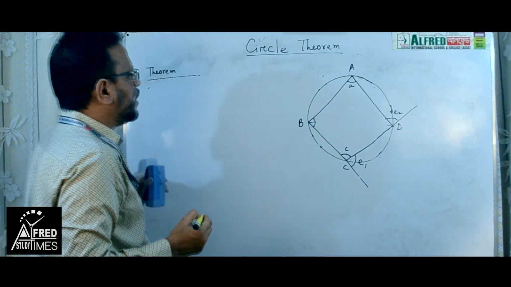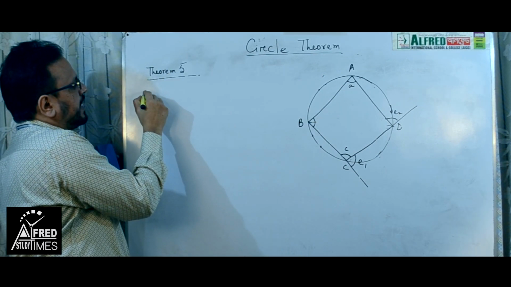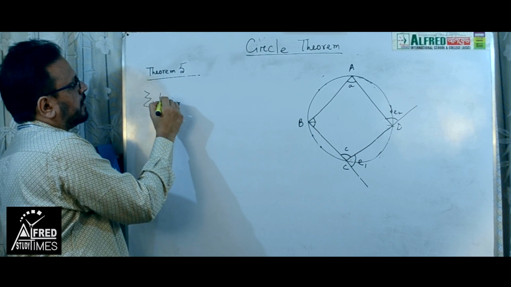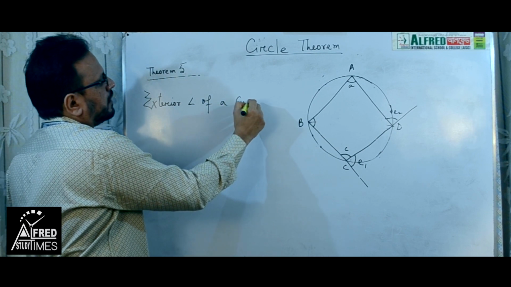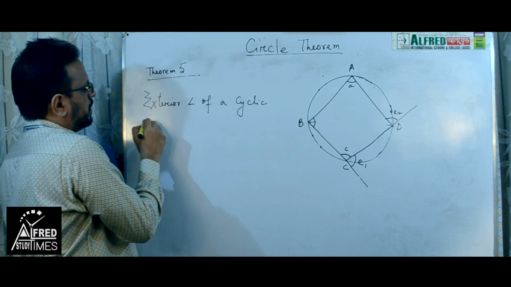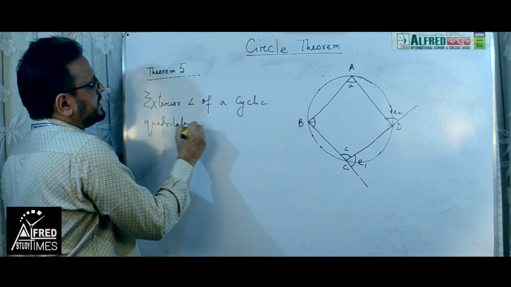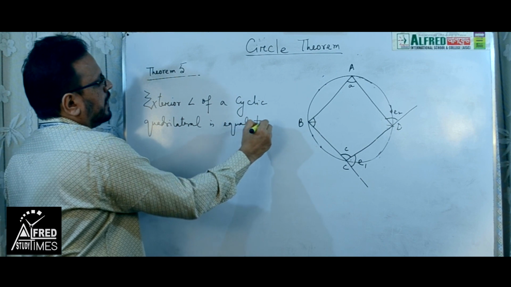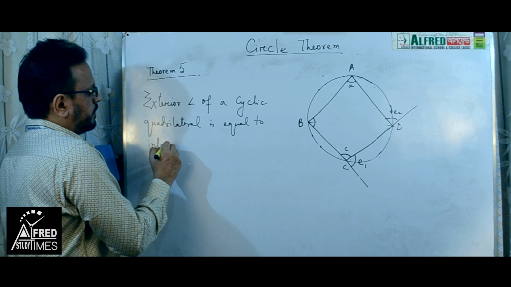Now what does this theorem say? Theorem number 5 says that the exterior angle of a cyclic quadrilateral is equal to the interior opposite angle.